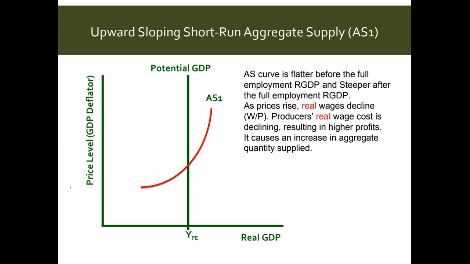There's no shift in the aggregate supply curve. We move from one point to another on the same aggregate supply curve. Why? Because producers are producing more because of the changes in the price level, which is on the vertical axis. So if there is any change in the variable that is on the vertical axis, you move along the same aggregate supply curve. There's no shift. A shift will take place when factors other than this price index change.